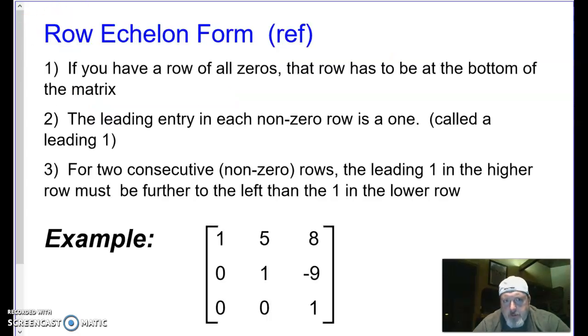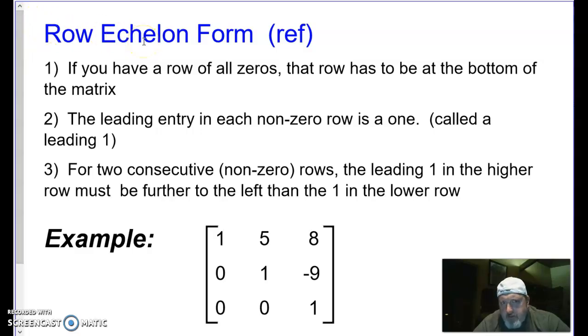First thing we're going to talk to you about today is something called row echelon form, also referred to as REF. If you look under the matrix menu on your calculator, you'll see REF and RREF. We'll talk about the difference of that in a moment. Row echelon form is just a reduced form for matrices.